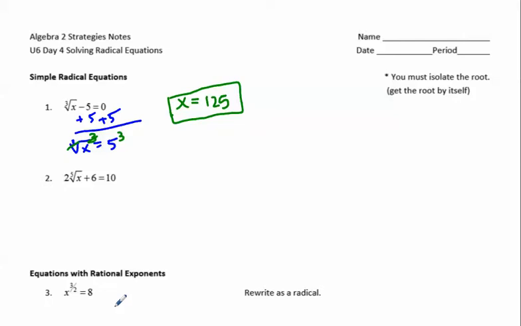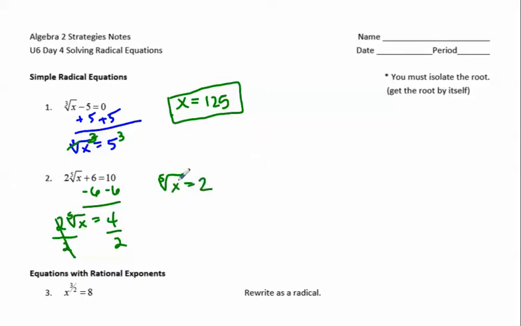Alright, in problem 2, first we have to get the root all by itself, so we need to get rid of a plus 6. And I have 2 times the fifth root of x equals 4. Now I need to get rid of the 2 times, so I divide. And I have fifth root of x equals 2.